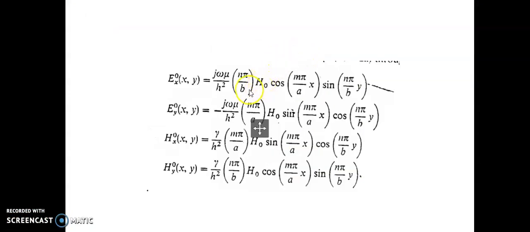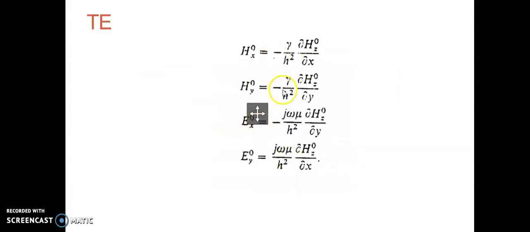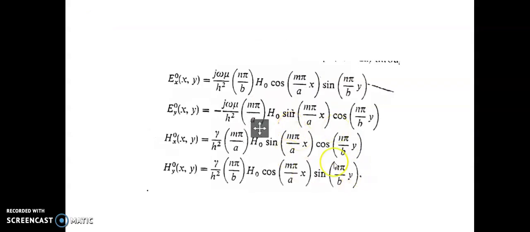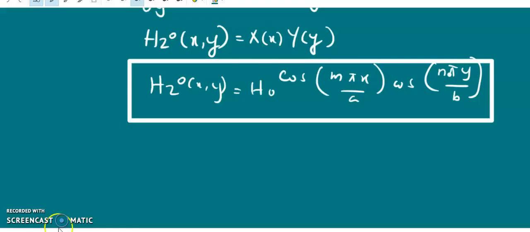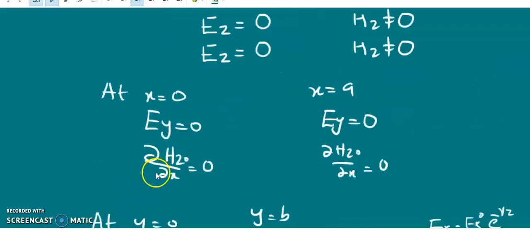And therefore we can get the values of Ex0, Ey0, Hx0 and Hy0 for TE waves in a rectangular waveguide, which are given by those equations. These equations are just obtained by substituting the value of Hz0 in those equations. Okay, so please verify this also. And the value of gamma is the same as that of the TM mode.